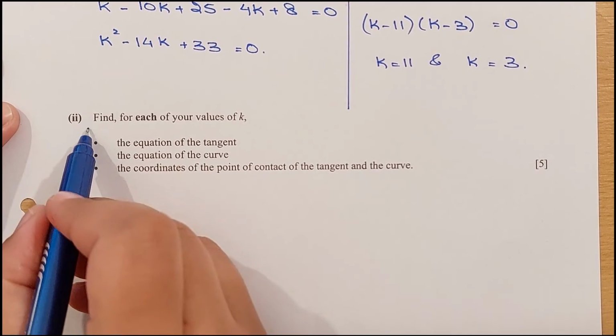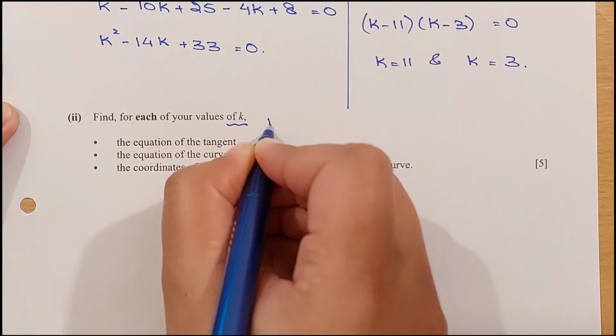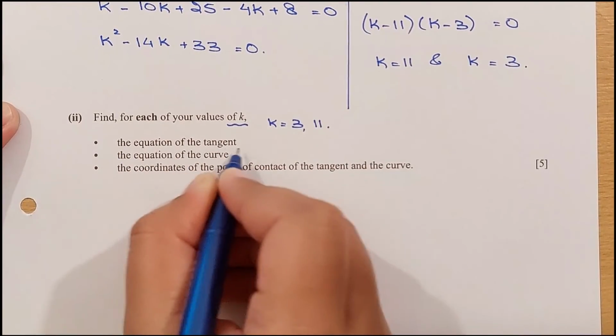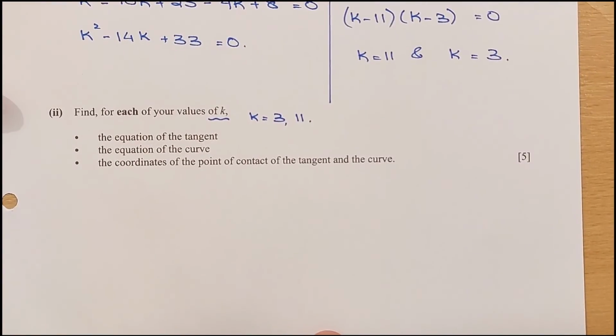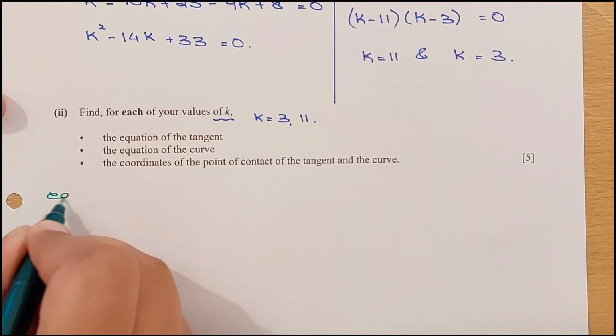Now for the second part, find for each of your values of k. For each of the values of k, we have two k values, 3 and 11, the equation of tangent. We have been given that the equation of tangent is this. So let me find the equation of tangent first.